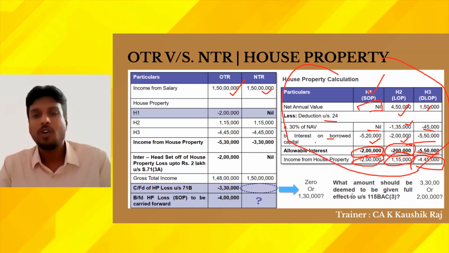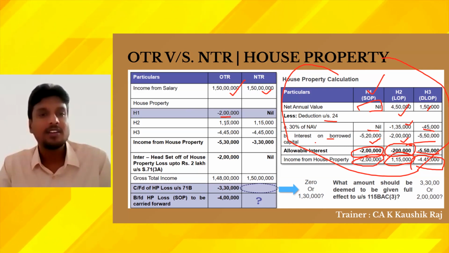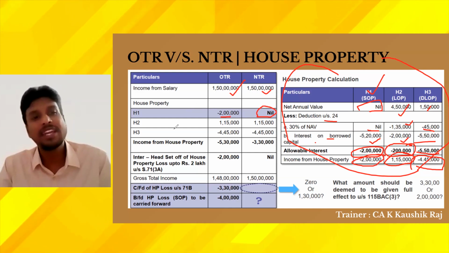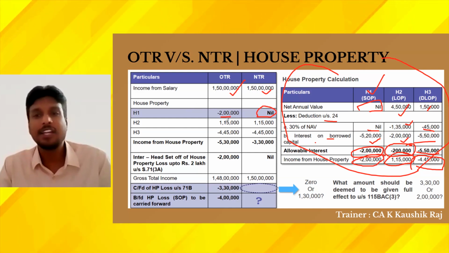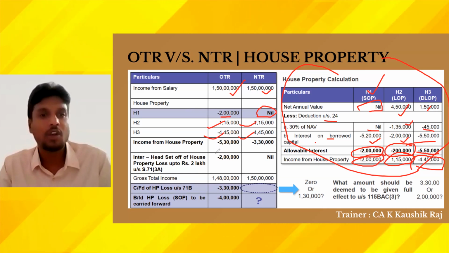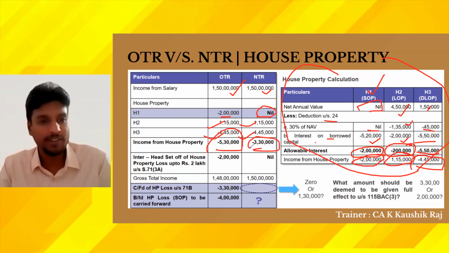So now, in case of house 1, it is nil. We cannot claim under new tax regime. Self-occupied property interest is not allowed. In case of house 2, we can continue to claim. So entire thing is allowed. Both are same. No problem. So the difference is this 2 lakh. The benefit that I was getting in self-occupied property is not allowed. So income from house property will become minus 5.3 versus minus 3.3.